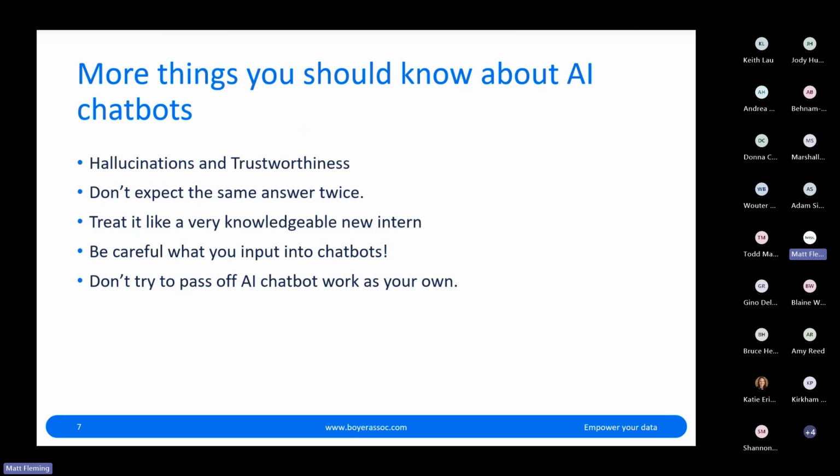A few other things that you should know about chatbots. On the hallucination and trustworthiness side of things, generative AI tools make original content. It's their job to make new things. And sometimes those things they make are completely wrong. The reason behind this is there is a ton of computation, combined with randomness. And sometimes those responses are incorrect, and we call those hallucinations.